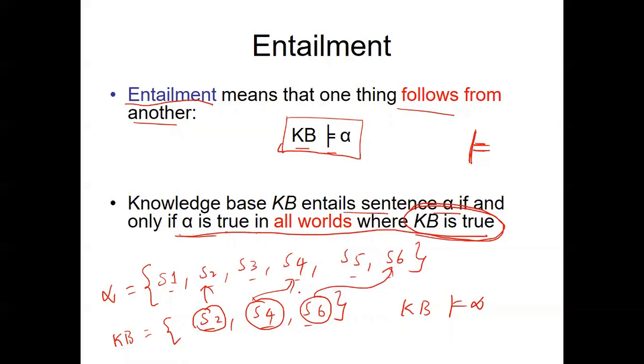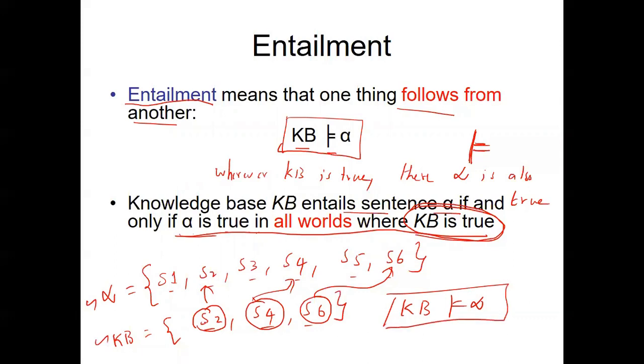Is that clear? Okay. So wherever KB is true, there alpha is also true. Or simply understand it that way: KB entails alpha means wherever KB is true, there alpha is also true. In that case, we can say that KB entails alpha. So in this example, KB entails alpha is true, because whatever you take in KB, S2 is true, and that is true in alpha also.